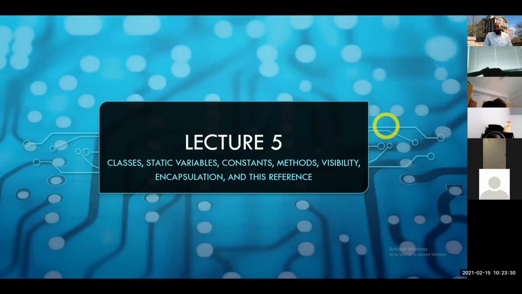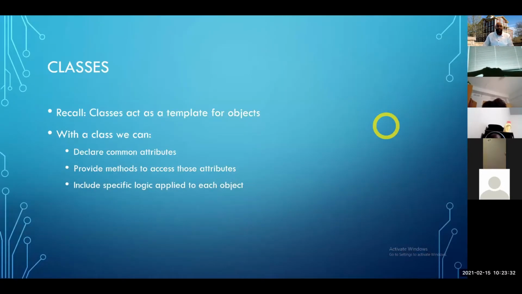know what they are. So again, classes act as a template for objects. Okay. With a class, we can declare common attributes. So if I have an athlete, an athlete has a name, a height, and a weight. That's common across typically most athletes, right? And for our purposes as programmers, that'll be common for the objects we create, the athlete objects we create.